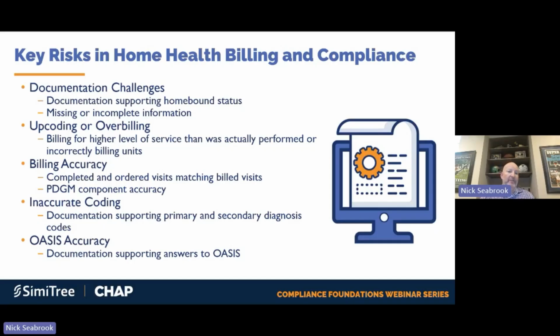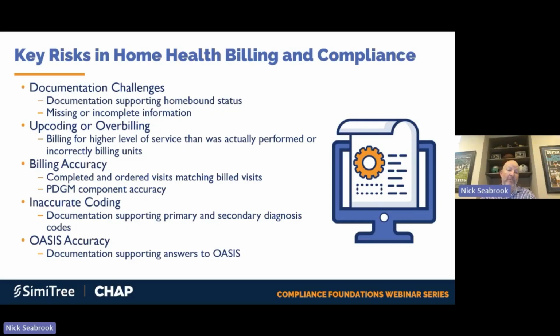Which leads us to this next bullet here of the inaccurate coding. You don't want to be in a situation again where the documentation supporting the primary and secondary diagnosis codes is not accurate, right? We've heard horror stories of this, where agencies will choose a higher reimbursing primary diagnosis, even though there might be a secondary diagnosis code that will be more appropriate based on the care the patient's providing, right? The primary diagnosis code should always match the primary reason why that patient is receiving services. So you don't want to be, again, caught in a situation where that is not the case.